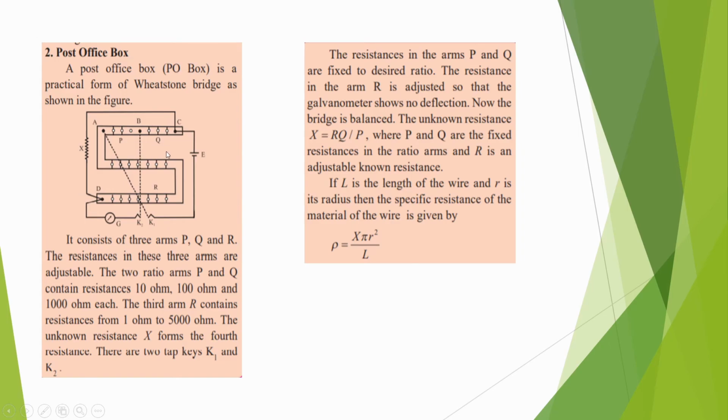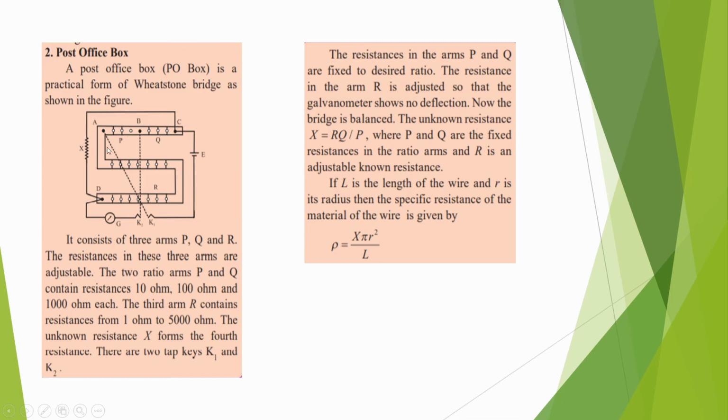So let us talk about its construction. It consists of three arms P, Q and R. This is P, that is Q, and that is R. The resistances in these three arms are adjustable, so we can adjust the resistance between P, Q and R. The two ratio arms P and Q contain resistances of 10 ohm, 100 ohm and 1000 ohm each.